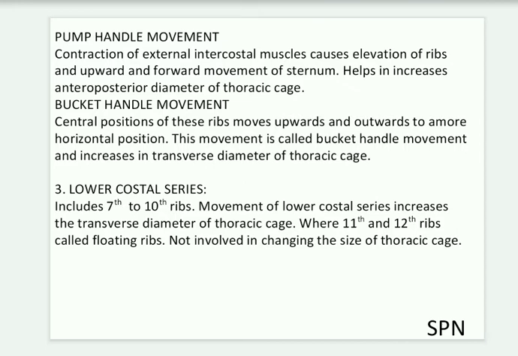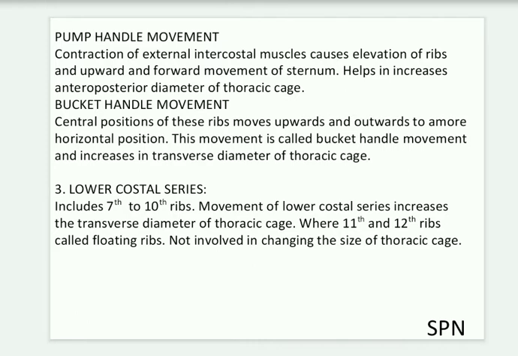In bucket handle movement, like when you are holding a bucket, the central portion of the ribs moves upwards and outwards to a more horizontal position, and this movement is called bucket handle movement. It increases the transverse diameter of the thoracic cage. In a village you can see the pump, and in households we can see the bucket. Try it, and you can feel your ribs elevating upwards and outwards.